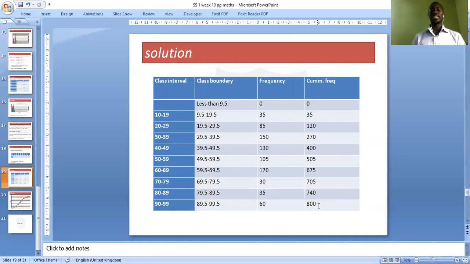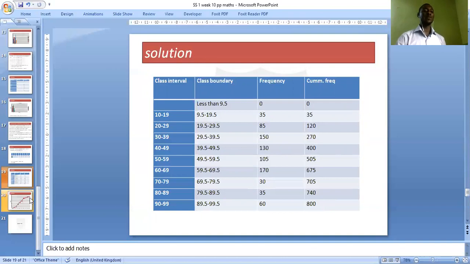So how do you represent the graph? Your upper class boundary will be on the horizontal axis, while your cumulative frequency will be on the vertical axis. I told you the OGIVE is a graph derived from a cumulative frequency table. So the cumulative frequency will be on the vertical axis, while the upper class boundary starts from the lower class boundary, 9.5, so that your curve can touch the horizontal axis, down to 99.5.